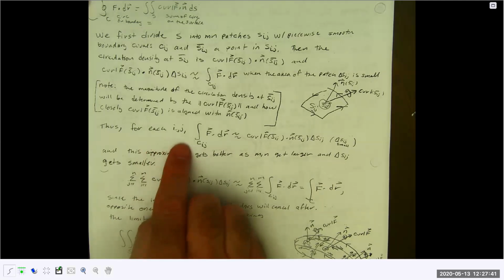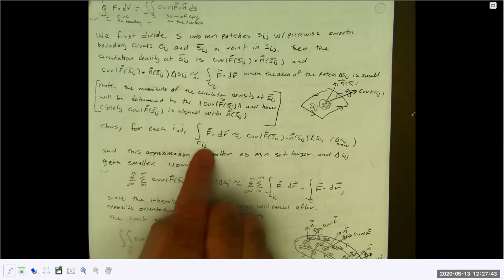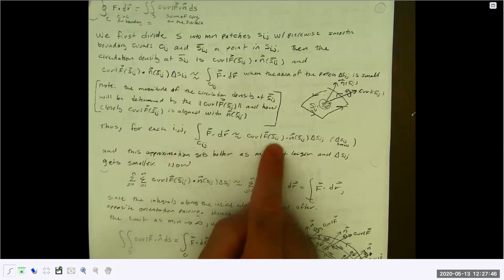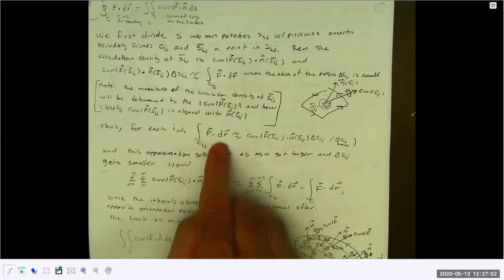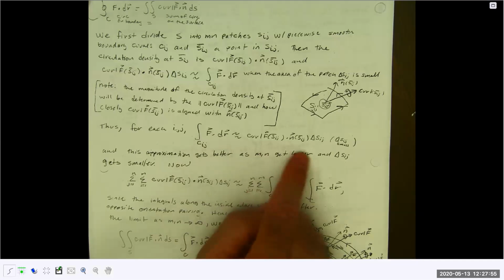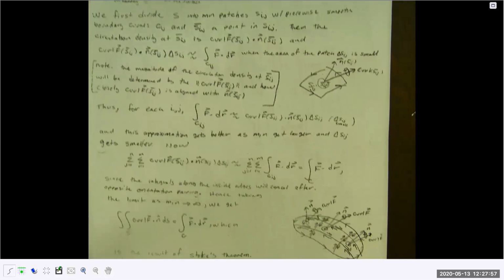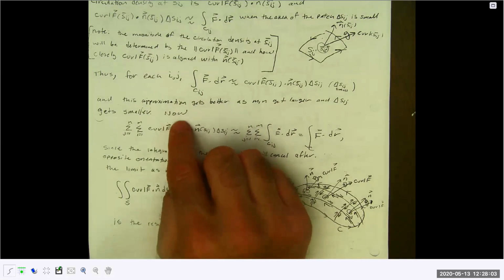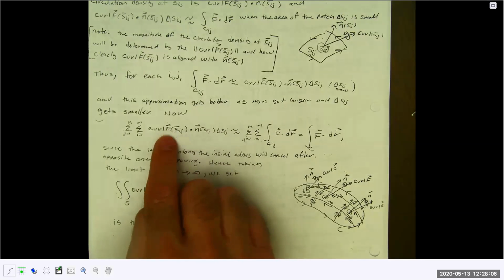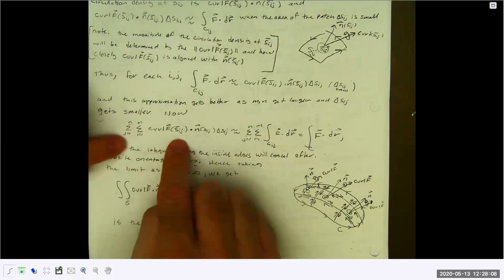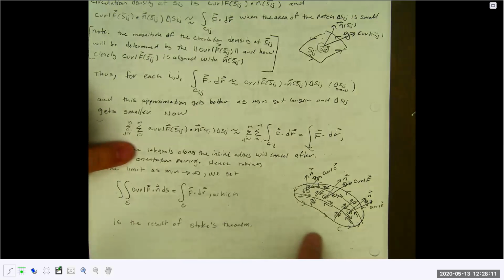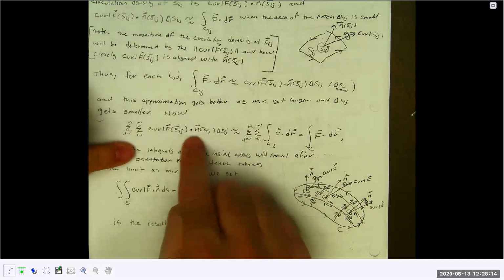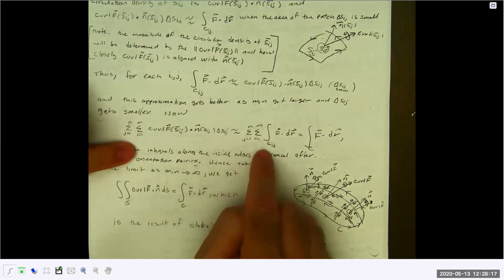All right, so for each of these boundary curves, the circulation around the patch is approximately equal to the curl density times the area of the patch. And the approximation gets better as M and N get larger and delta S sub ij gets smaller, as the area of the patch gets smaller. So then what we can say is that if we add up the curl over the entire surface, this is going to be approximately equal to adding up all those line integrals over those boundary curves.